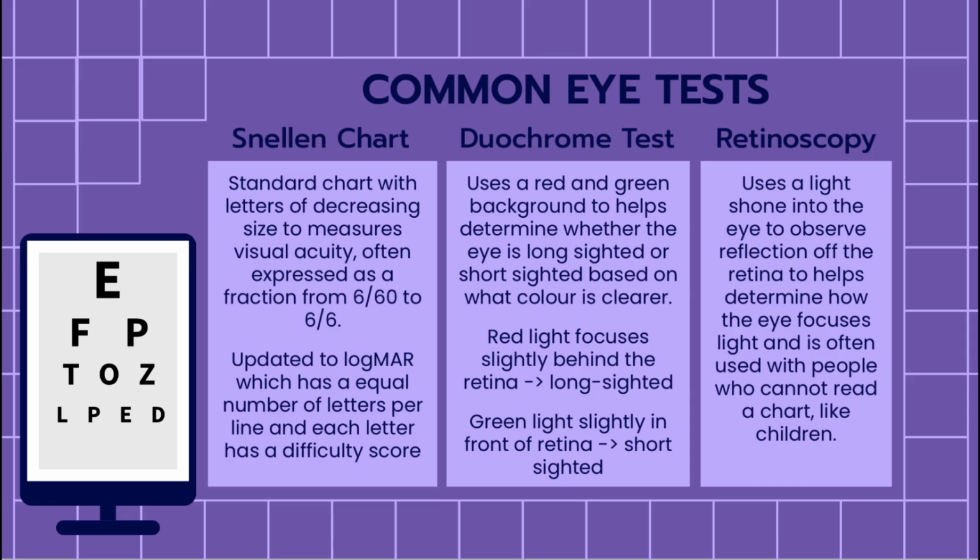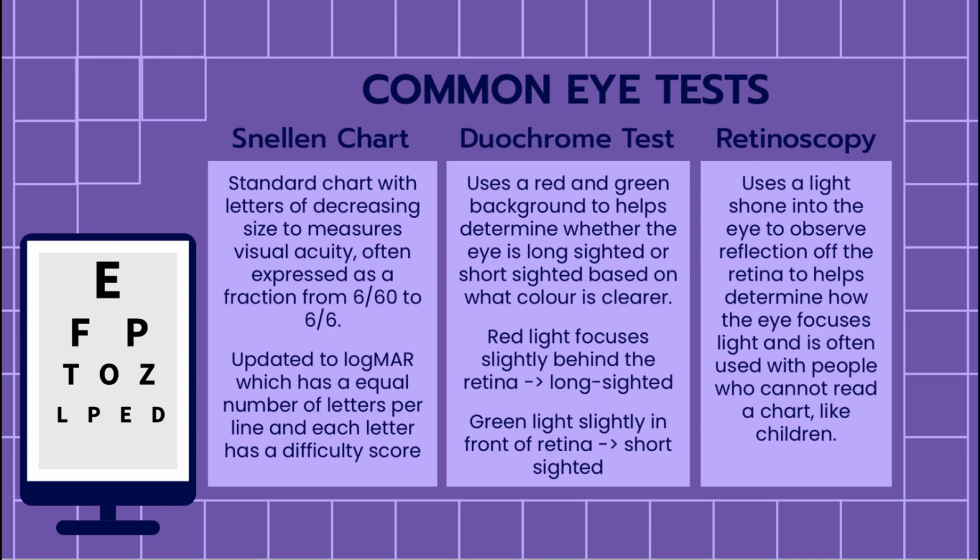Snellen chart is the standard chart with letters of decreasing size, which are used to measure visual acuity. Usually it is expressed as a fraction from 6/60 to 6/6. That is the way it works in the UK. In the USA, 6/6 is also called 20/20, which is where we get 20/20 vision from.